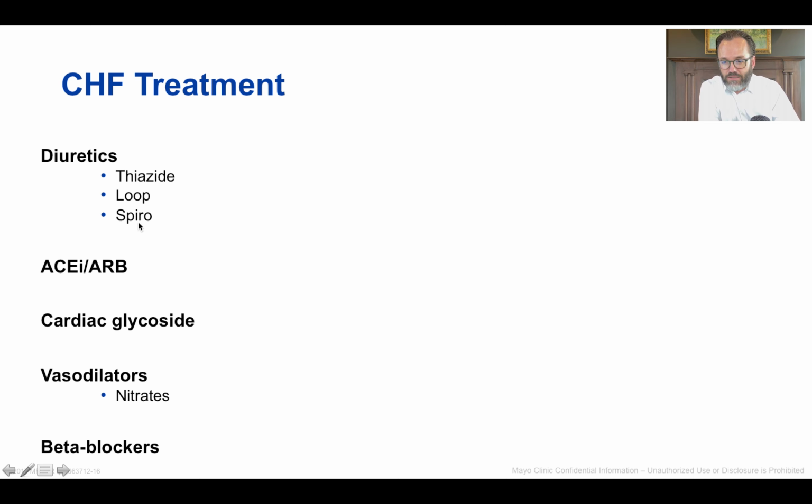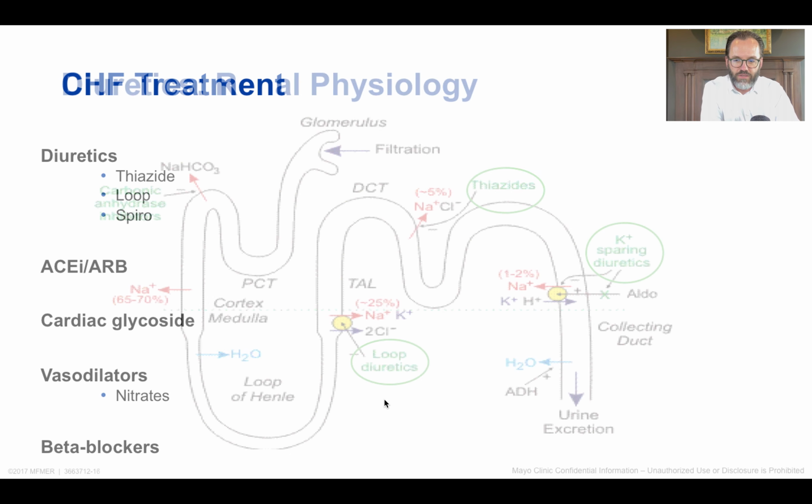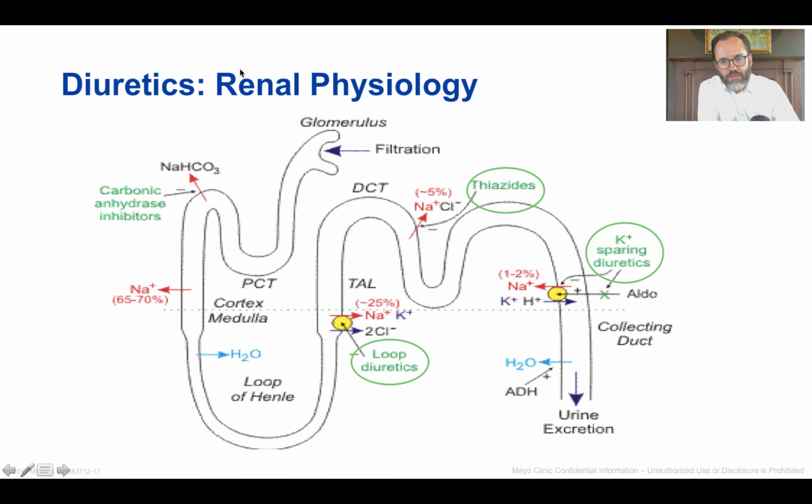So diuretics, ACE inhibitors, and angiotensin receptor blockers, glycosides in a very small subset of patients, vasodilators when patients have ischemic events and/or ischemia associated with impaired perfusion, and beta blockers, as we discussed in detail. So when we're looking at diuretics initially, you'll discuss this in far greater detail in later portions of the course, but when we're thinking about renal physiology, the major targets here are loop diuretics that work here in the thick ascending loop of the kidney.